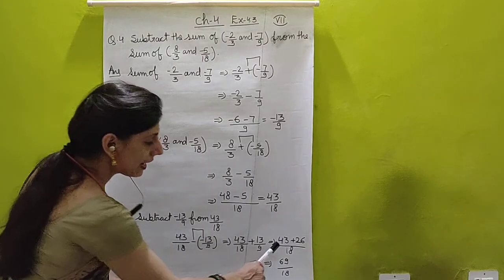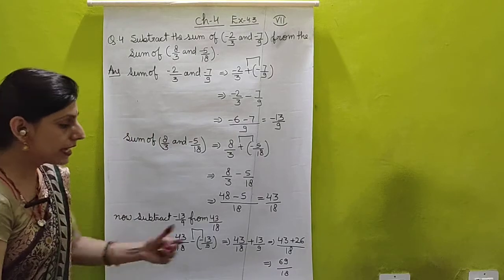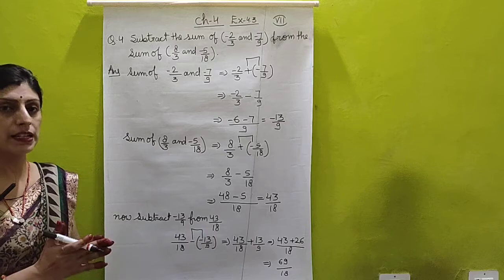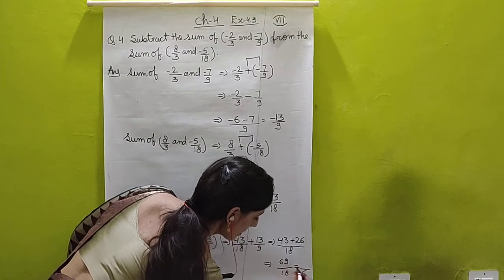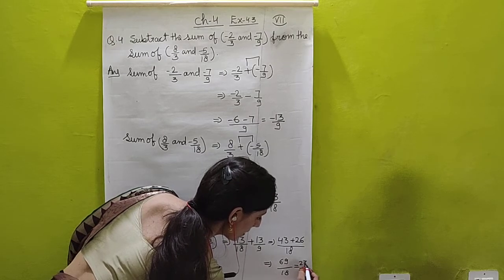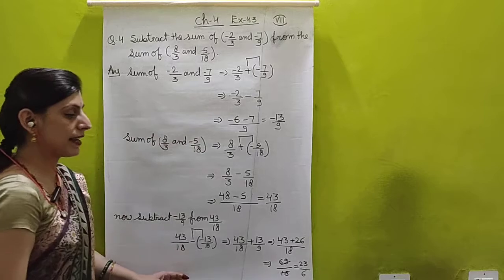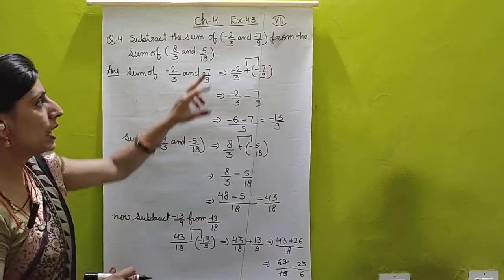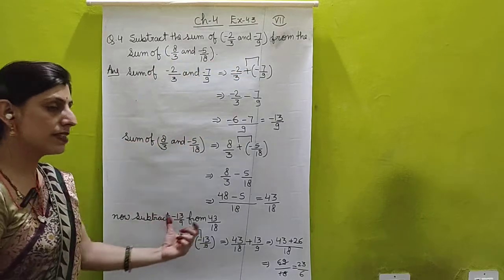Students, now we will add 43 and 26. It will be 69 upon 18. This is your final answer. And 69 upon 18, we can cut both by 3. 3 6s are 18, 3 2s are 6 and 3 3s are 9. So 23 upon 6 is your final answer. So students, in this question we have done 3 steps. First we added this one, then this, and afterwards we subtracted.